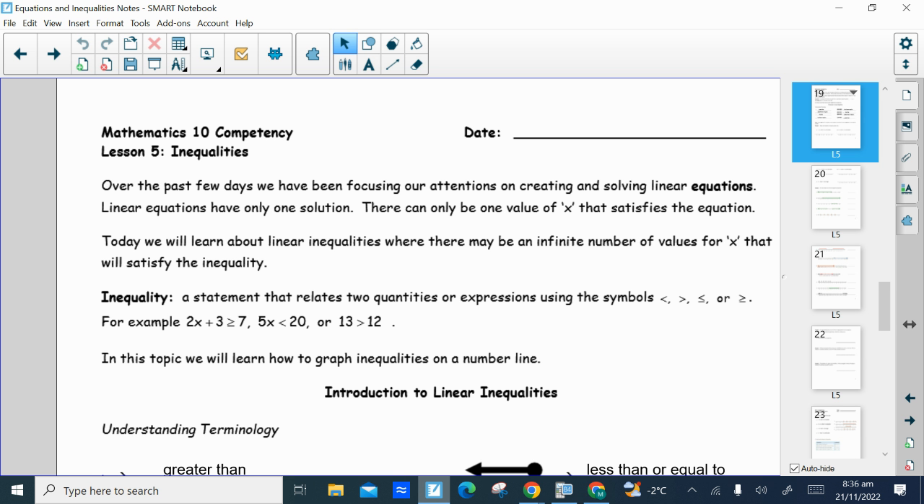So we're looking at inequalities. So far we've been looking at creating and solving linear equations that have only one solution. There can only be one value of x that satisfies the equation.